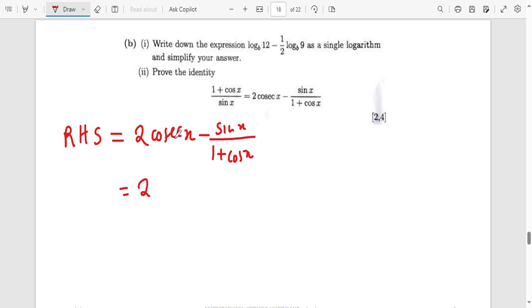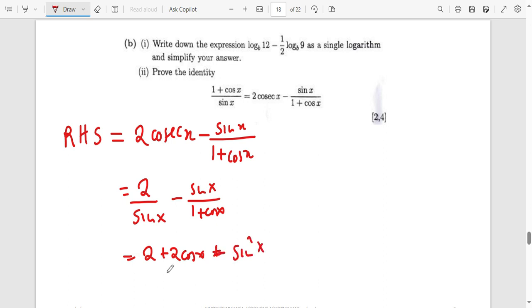This is 2 cosec, and cosec is 1 over sin, meaning that it is 2 over sin of x minus sin of x divided by 1 plus cos of x. And this will give us, multiply the 2 with what is down here, so that is going to be 2 plus 2 cos of x, multiply the sin with the sin there, so that is going to be minus sin squared x, multiply the two denominators, that is going to be sin x, 1 plus cos x.